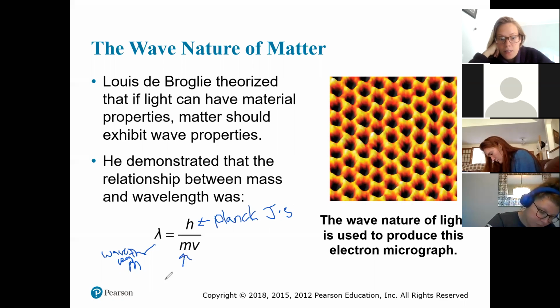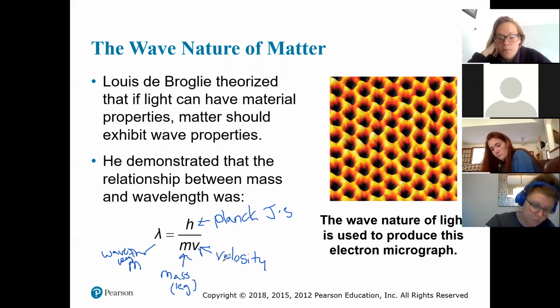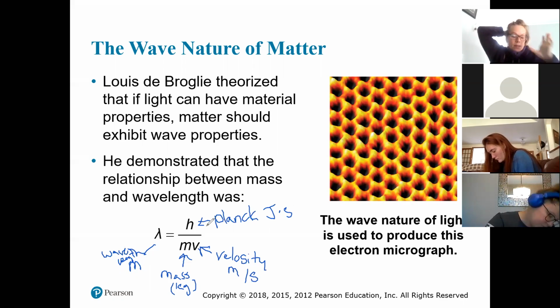Divided by m, which is the mass of the object, in kilograms. And v is going to be velocity. That is not talking about frequency. That's not nu, that's actually v. And this is going to be in meters per second. So we've got wavelength is equal to Planck's constant divided by the mass times the velocity of the object.